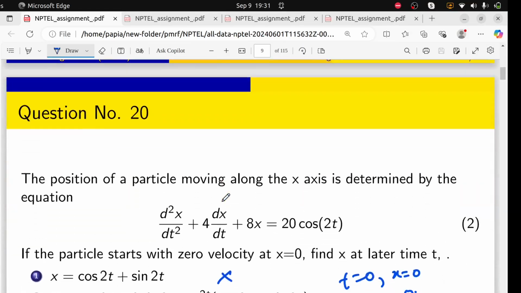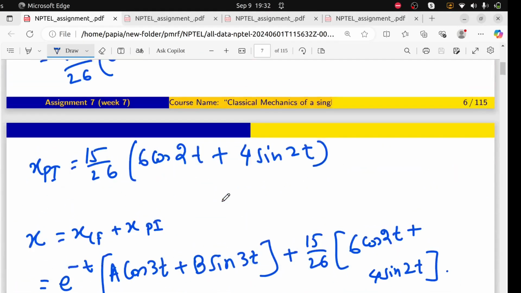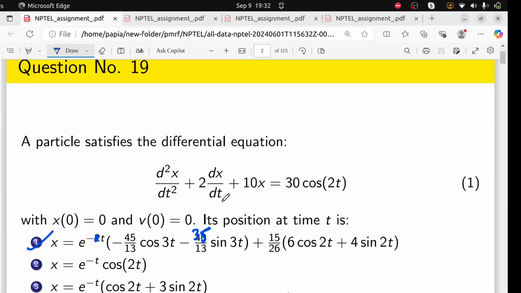Then we were talking about the last two questions. This one is: the position of a particle moving on the x-axis is determined by the equation. If the particle starts with zero velocity at x equals 0, find x at a later time t, and we have option number 5. And the first question is this one: the particle satisfies the differential equation, and what will be the answer for this? It is coming as option number 1.